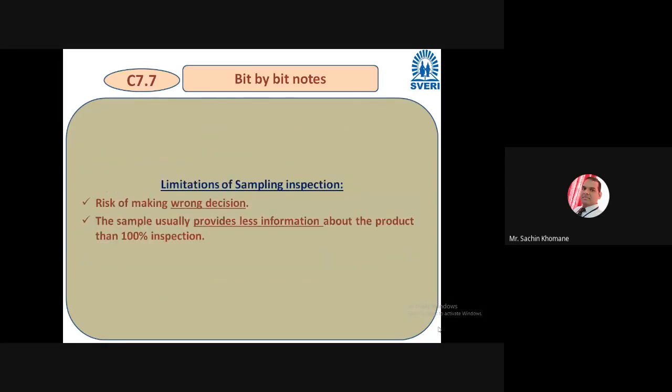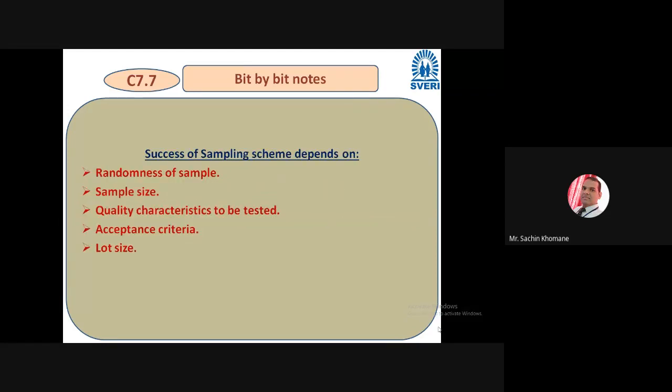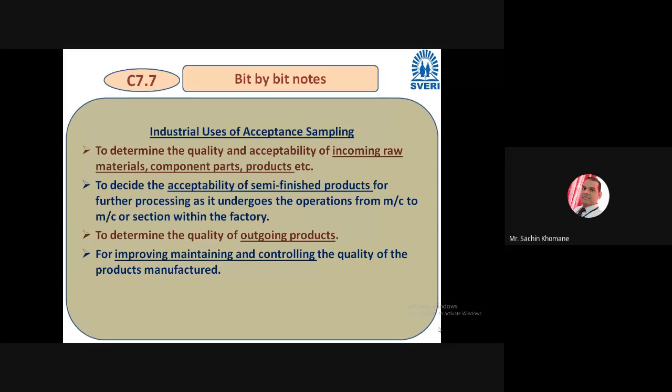Limitation also we have seen, like there may be a wrong decision because you are taking few samples, the decision can be wrong. So that was the limitation that we have seen. We have seen its success depends on how many factors, like randomness of sample, sample size, lot size, acceptance criteria, like that. Points we have seen on which the success of sampling depends. And I think we were at this point, like industrial use of acceptance sampling.